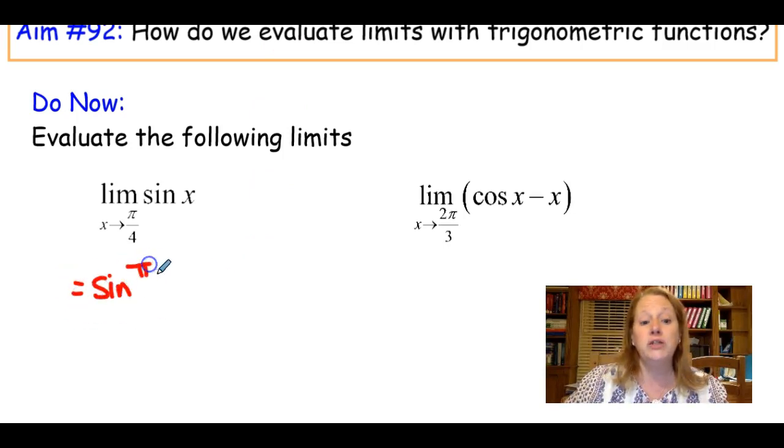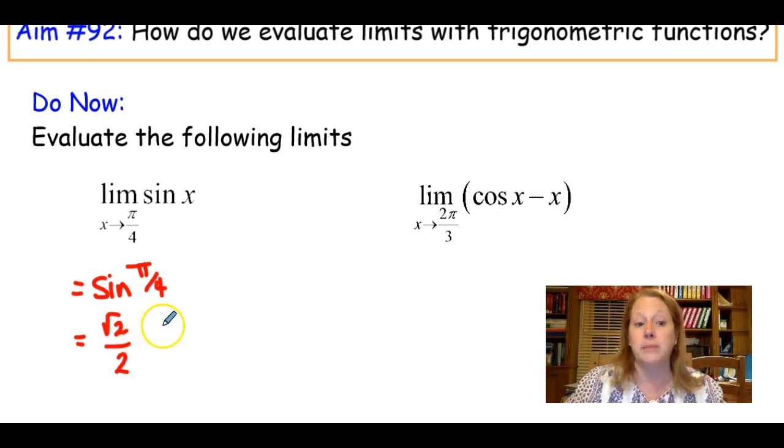You've got to know your unit circle at this point, so if you don't know it, go back and rememorize it. But the sine of pi over 4 is rad 2 over 2. And of course, we're looking for an exact value, not a decimal approximation.